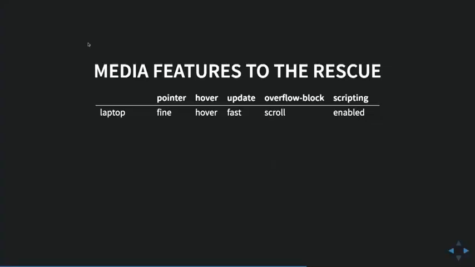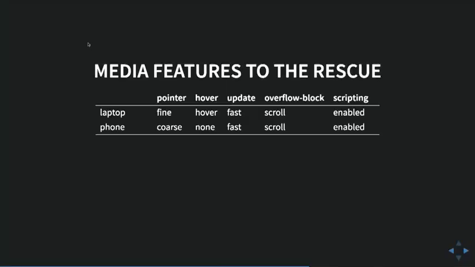A laptop or a desktop has a mouse pointer that is accurate. You can click on small click targets, and you can hover over things. And if you try and animate, the screen will update fast. And if you have too much content and it doesn't fit the screen, then it will overflow and you get a scroll bar. And JavaScript works. A phone, well, yes, you can point at things, but with your finger, and it's large, and you cannot click small things. So the pointer is coarse. And you can't hover with a finger, so it's none. The rest is the same.